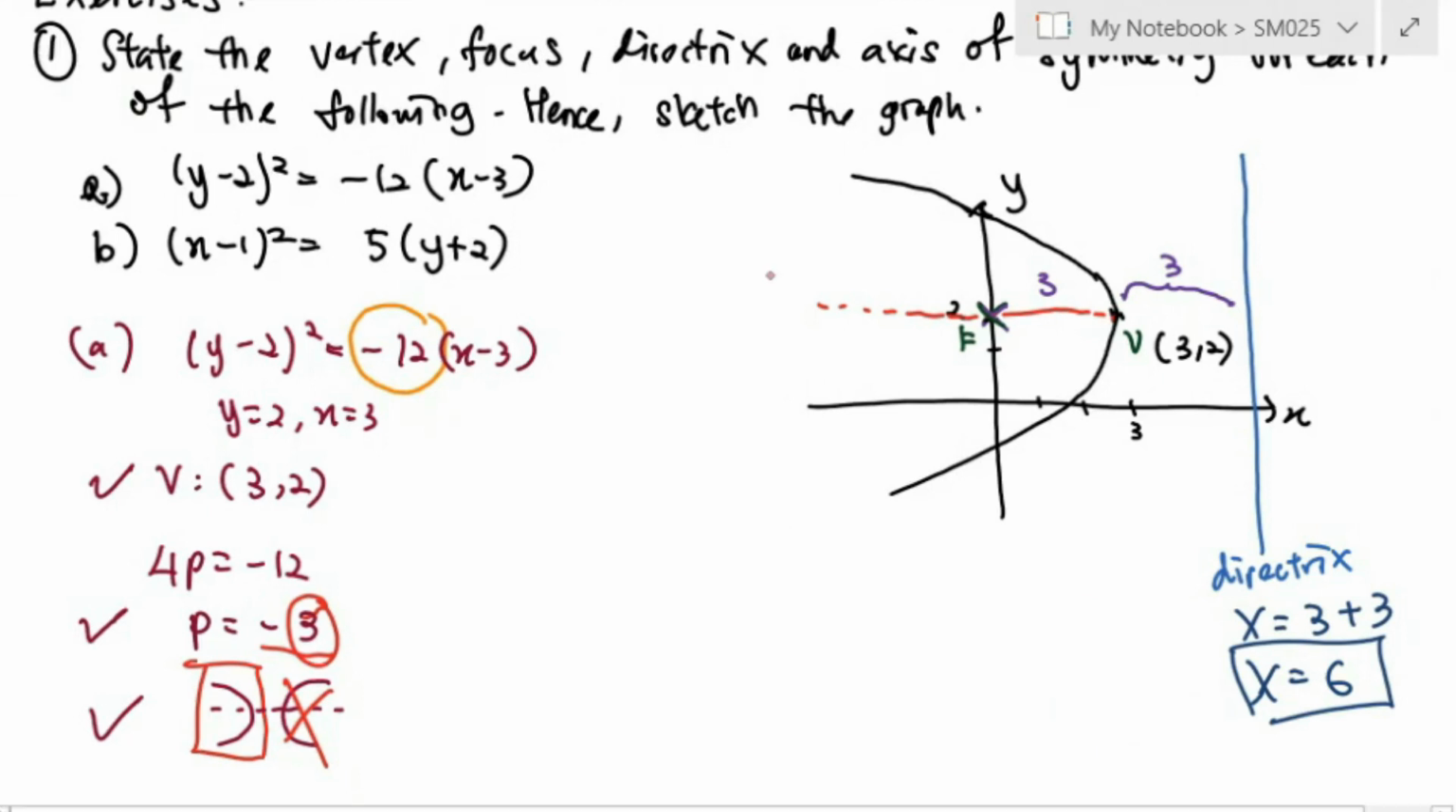Okay, so the axis of symmetry will be a horizontal line. So y equals to something.